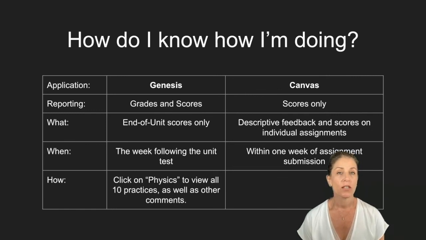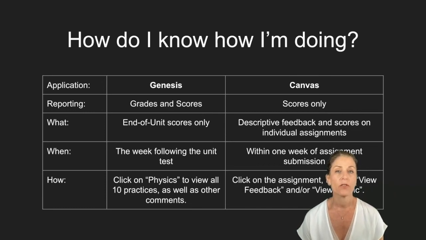To view scores on Genesis, you must actually open up the class. It's going to say capital NG almost all year on the Grades tab. You have to click on Physics to see the list of practices with your current scores. I always accompany every score with a comment so you can easily interpret whether or not you are on track. To view scores on Canvas, open up the original assignment, then click View Feedback to see written annotations, and View Rubric to see scores for that assignment.